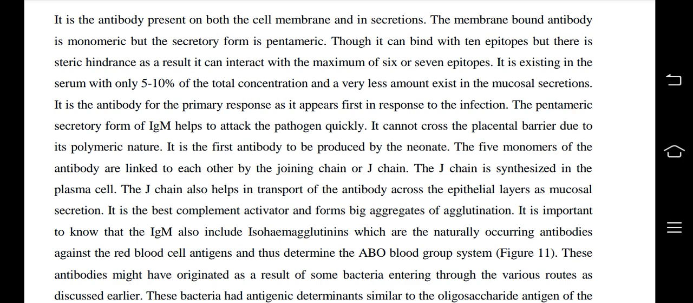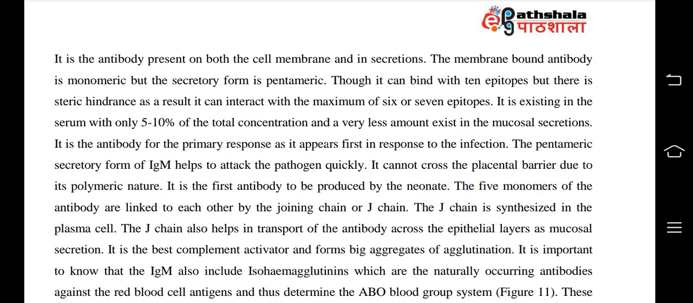As a result of steric hindrance, it can interact with a maximum of 6 or 7 epitopes. It exists in the serum with only 5 to 10% of the total concentration, and a very small amount exists in the mucosal secretions. It is the antibody for the primary response as it appears first in response to infection.